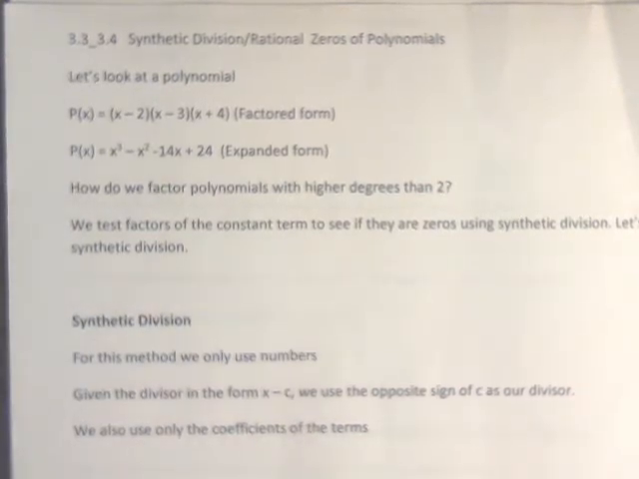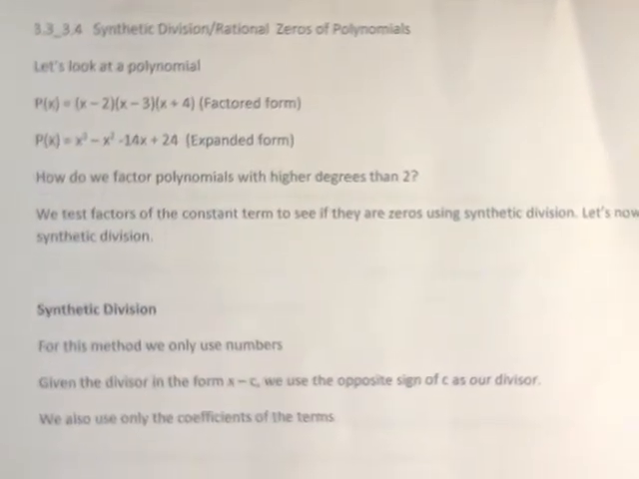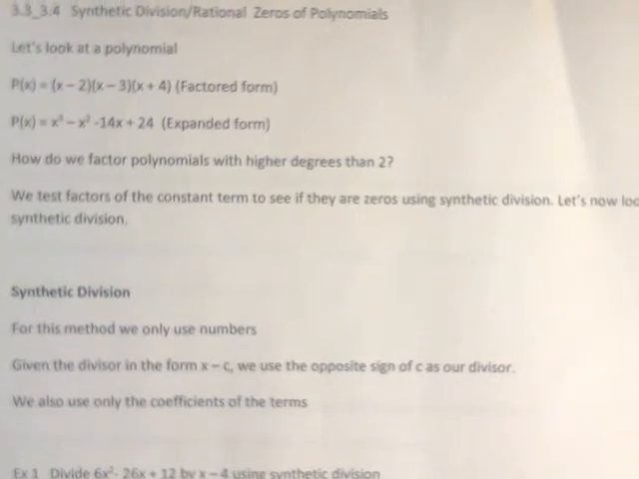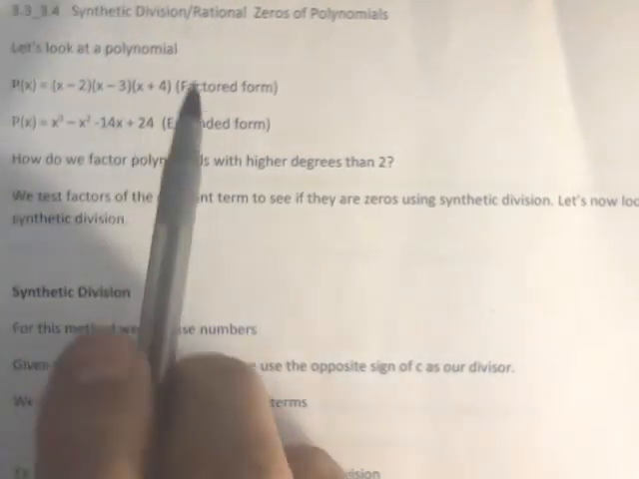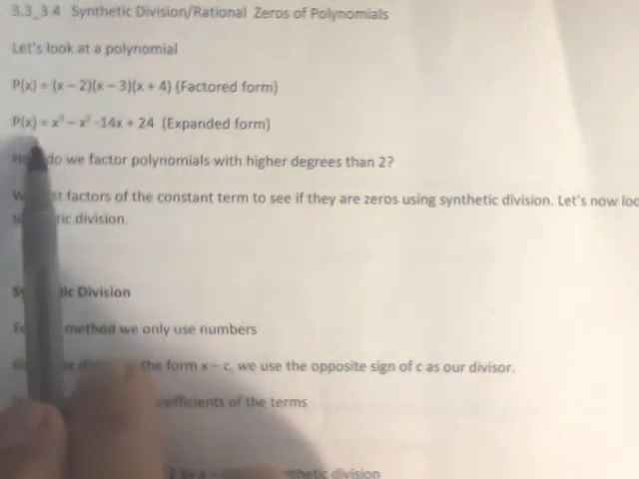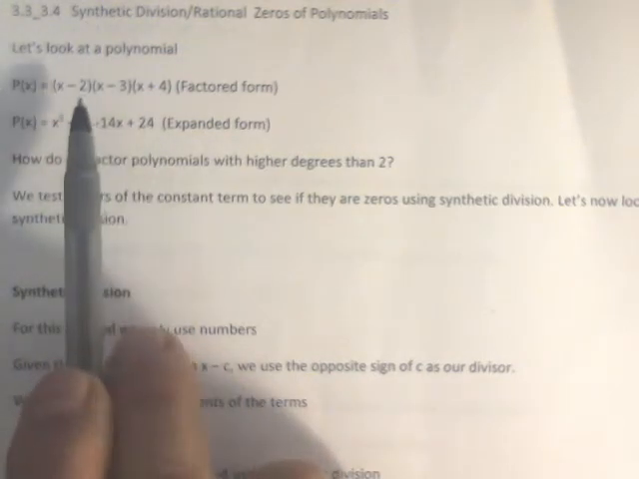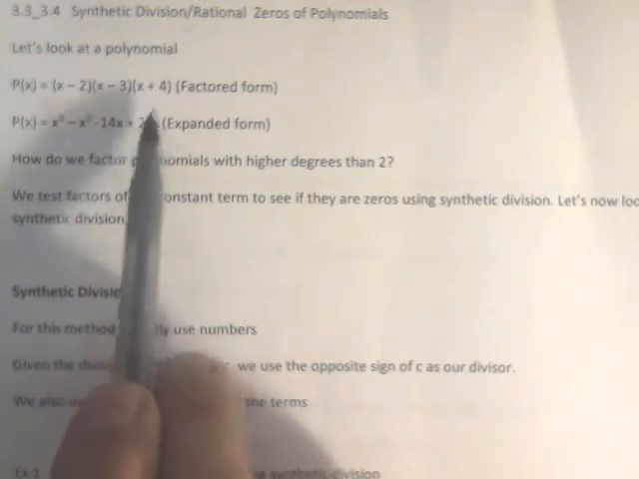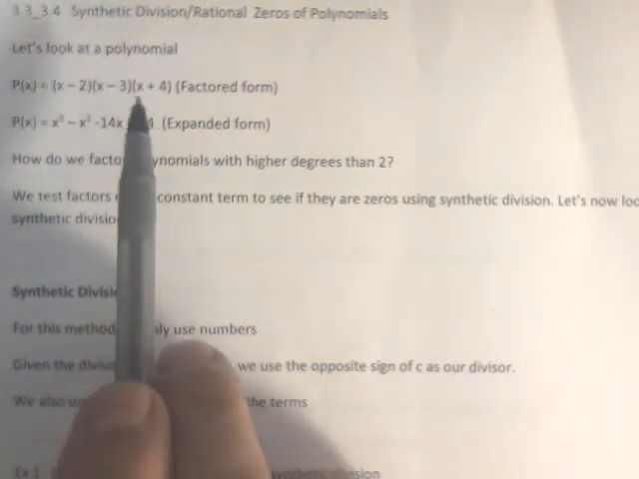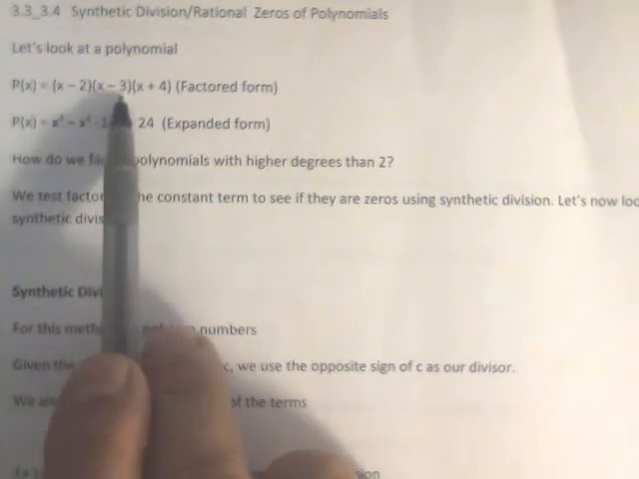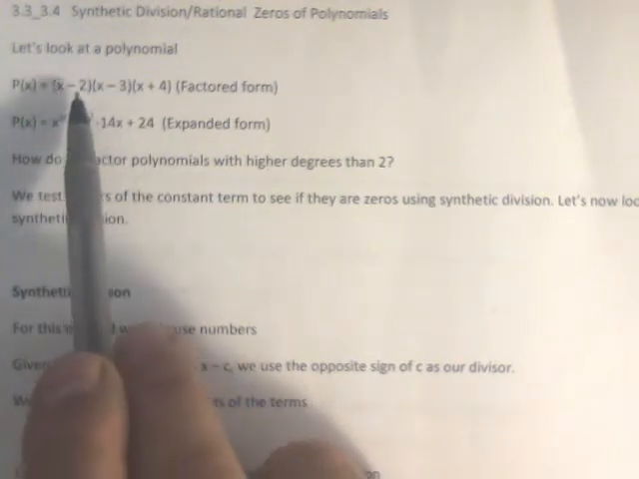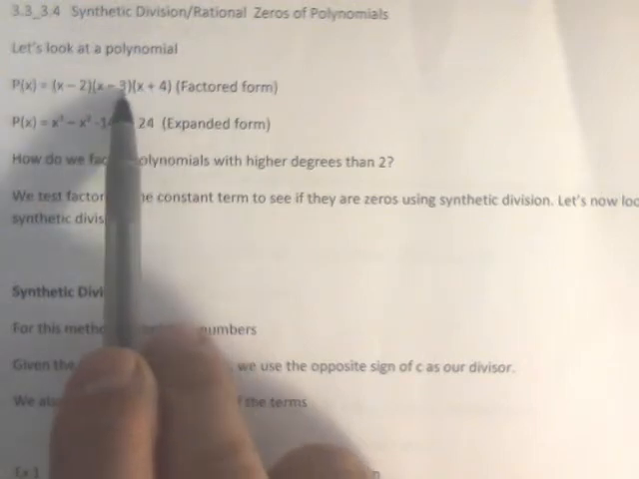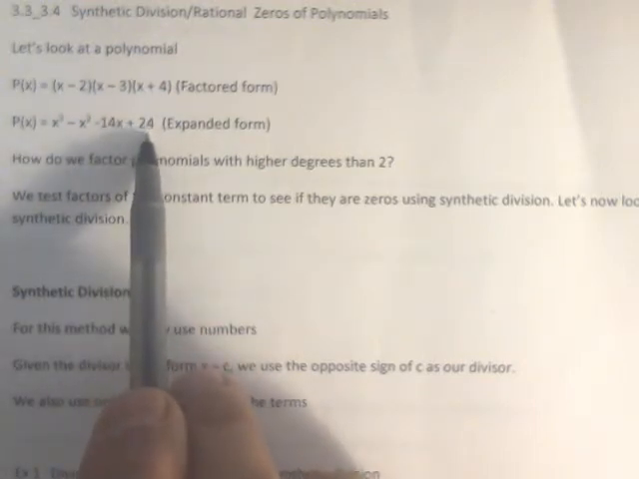So how do we factor polynomials with a higher degree than 2? Well, it's kind of similar to factoring quadratics. If you look at these factors and this expanded polynomial, you may notice, probably not, that if you take -2 times -3 times 4, you get 24. So it still works the same way: our numbers have to be factors of the constant term.